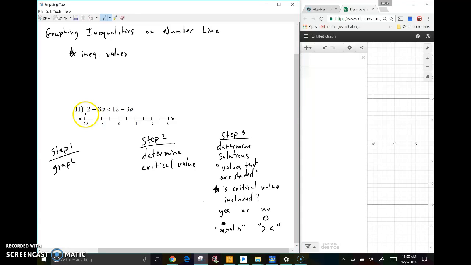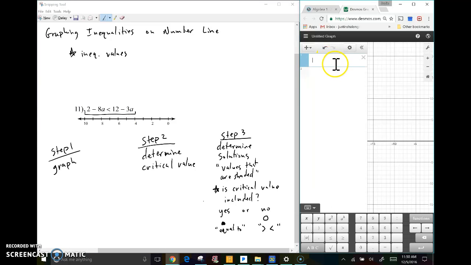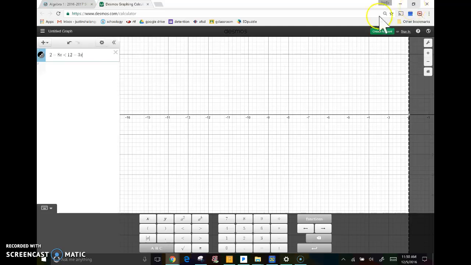So first step, we're going to take this inequality and graph it on a number line. So I have 2 minus 8, and I've got to use x because we're going to use an x and y plane. x is less than 12 minus 3x. Let's go ahead and now look at the graph to determine what the critical value is.